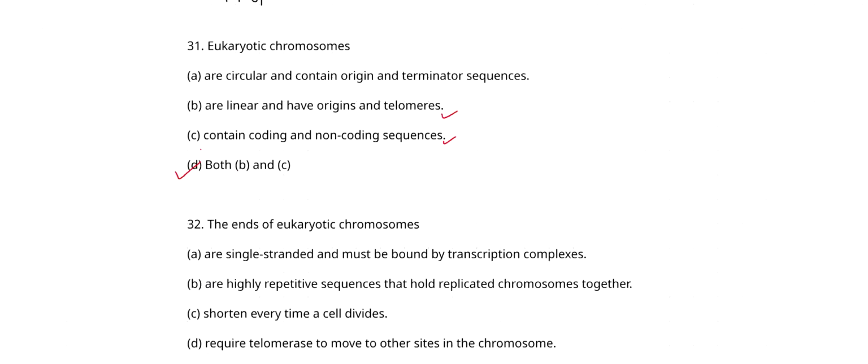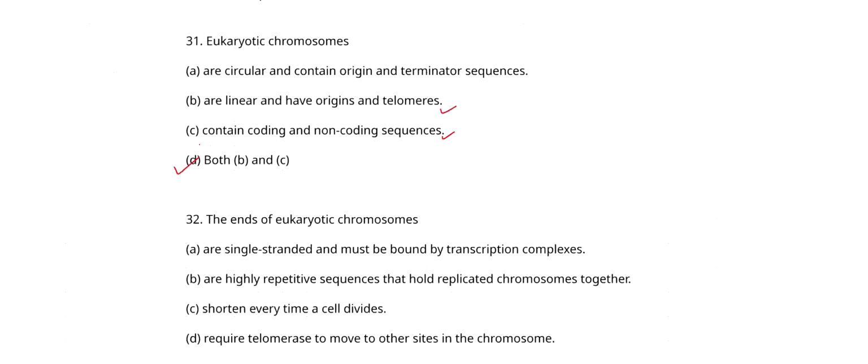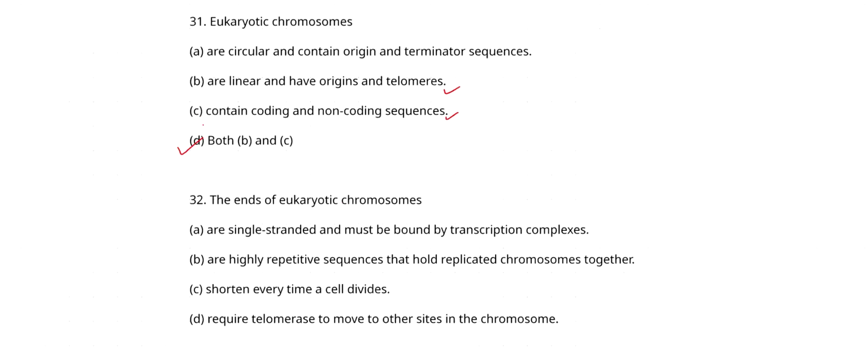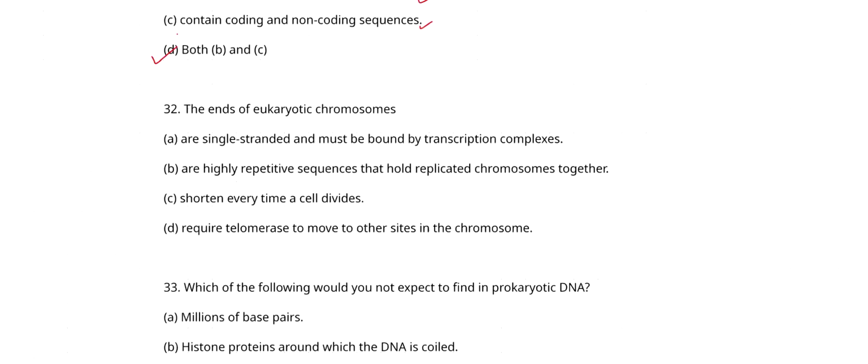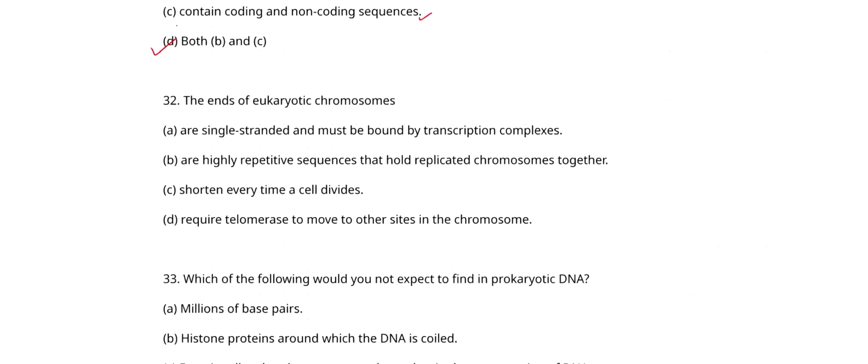Come to question number 32. The ends of eukaryotic chromosomes: A. are single-stranded and must be bound by transcription complexes; B. are highly repetitive sequences that hold replicated chromosomes together; C. shorten every time a cell divides; D. require telomeres to move to other sites in the chromosome. The answer will be C, that is, shorten every time a cell divides.